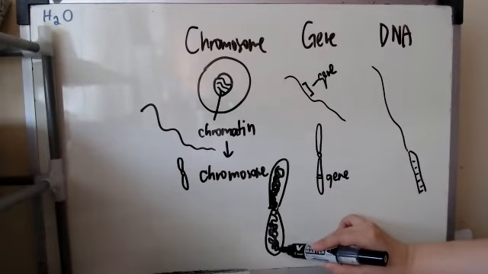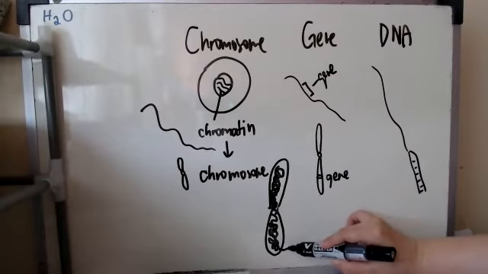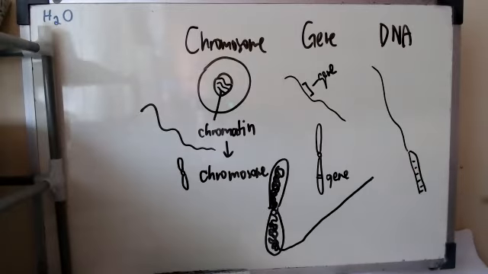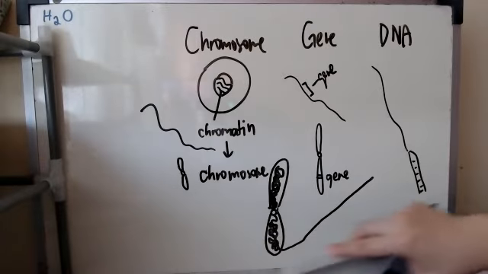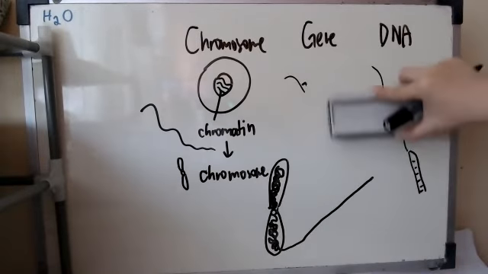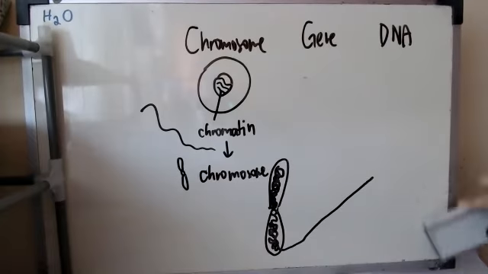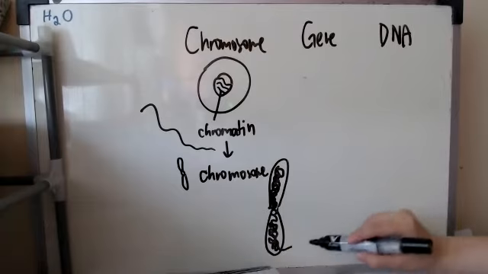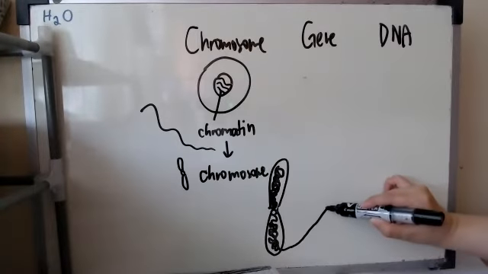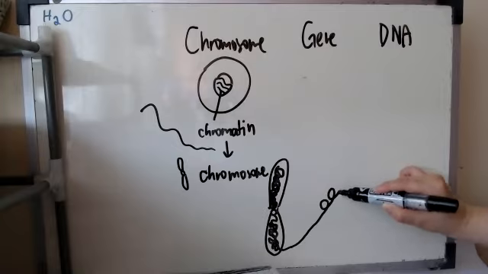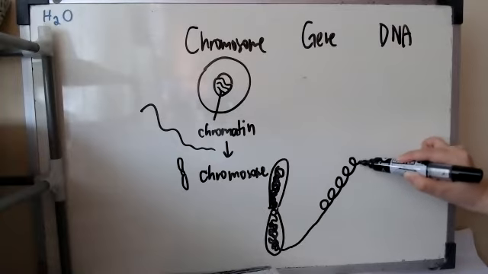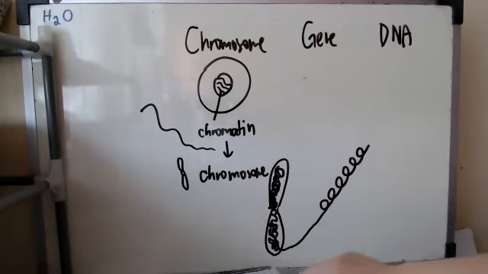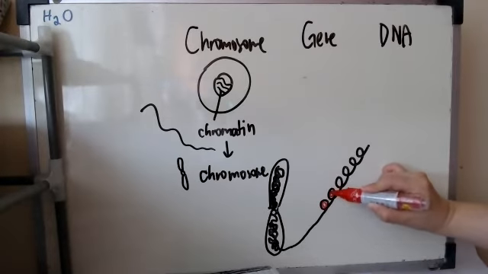So if I were to take one of the chromatin and extend it like this, I will erase part of it. It is a long structure of chromatin. Chromatin is made out of DNA coiled around protein histone. There is a protein histone over here, which I put in red.